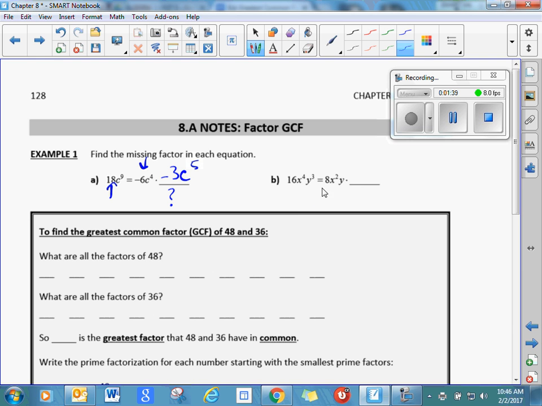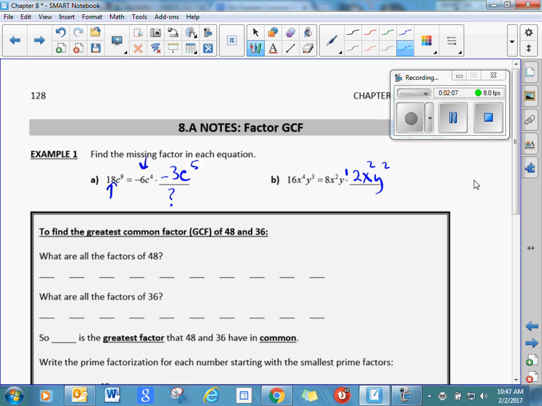You might be able to just do this one on your own. How can I get from 8 to 16? Multiply by 2. How can I get from x squared to x to the fourth? Multiply by x squared. And I have y to the first, and I need y to the third, so I'm going to multiply by a y squared. And I can prove it. 8 times 2 is 16. X squared times x squared is x to the fourth. And y to the first times y squared is y to the third.